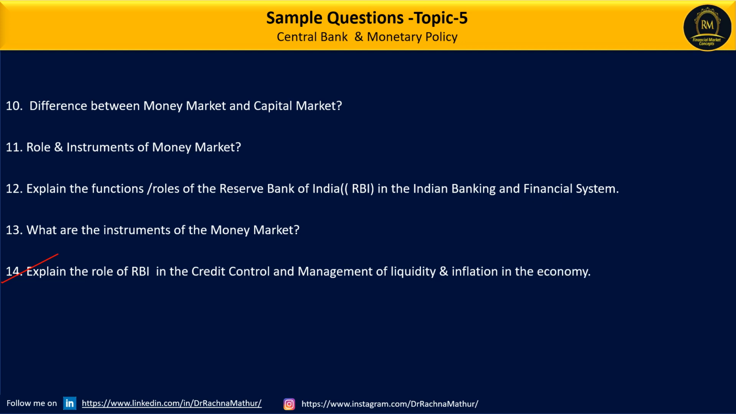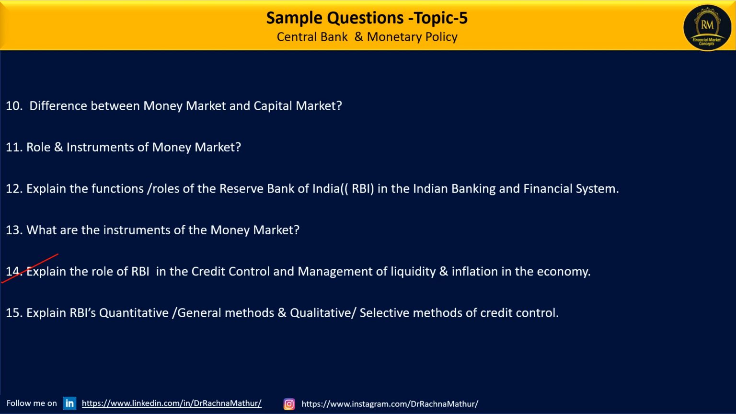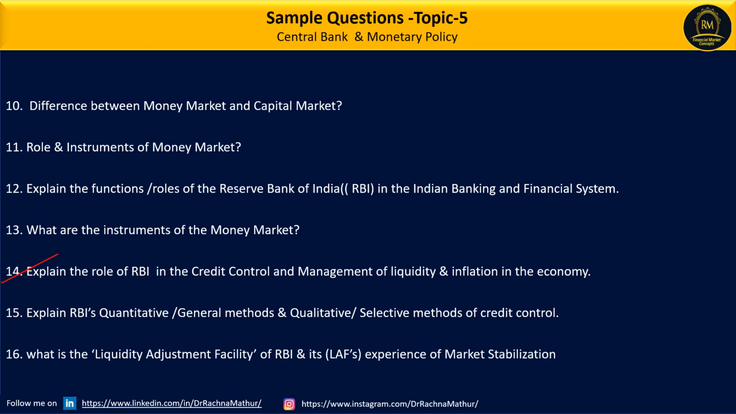A very important question. Next is: explain RBI's quantitative, or general, methods and qualitative, or selective, methods of credit control. What is the liquidity adjustment facility of RBI and its experience of market stabilization, including its roles? Explain. So this is very important. It is given in your reading. Prepare it very well.